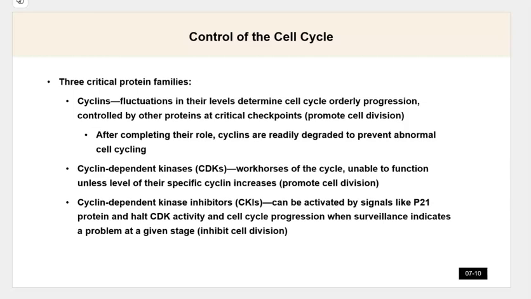The cyclin-dependent kinase inhibitors then, right, so we are inhibiting, we're stopping, are activated by these signals, and they are going to halt CDK activity, and therefore they stop the progression because they see a problem. They inhibit cell division. So we have two of these things that help promote cell division, and then one is putting on the brakes and says, whoa, whoa, whoa, we see a problem.